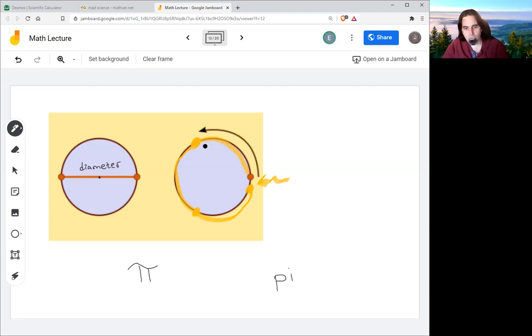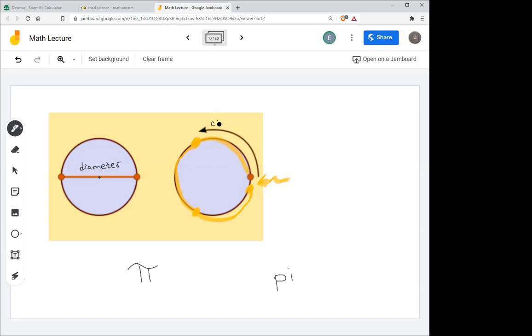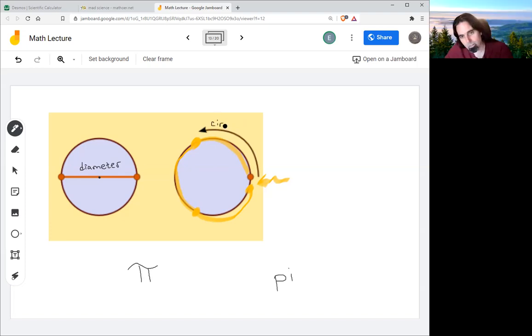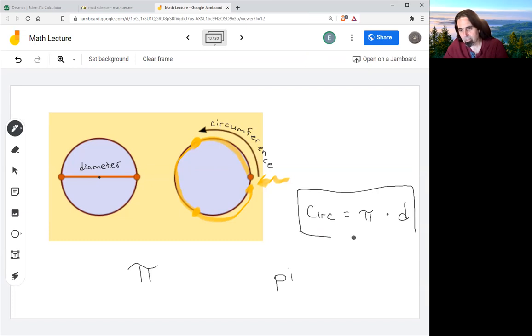And the fancy name for going all the way around, I don't know why we need one, because perimeter worked fine before, but circumference is the fancy name for this. So if you see a formula that the circumference is pi times diameter, then that's kind of a stupid formula.